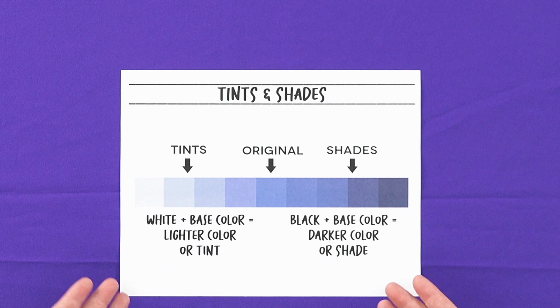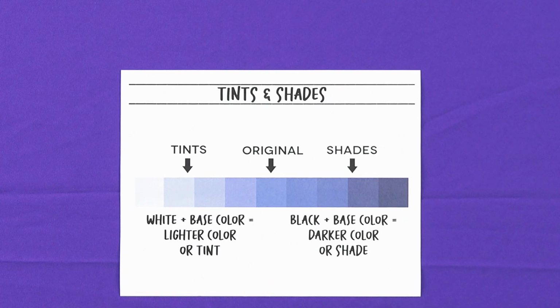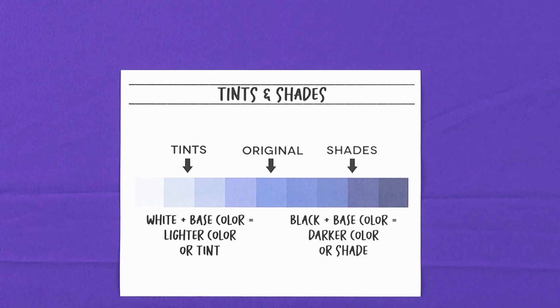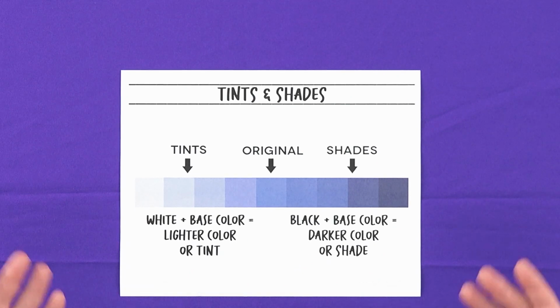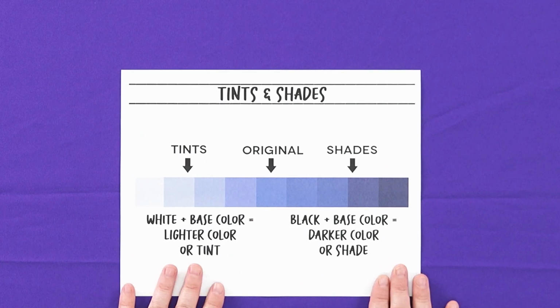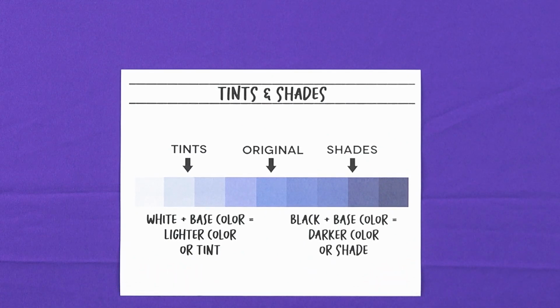To get a lighter value of a color, you have to add or mix in white. This is called a tint. For example, when you add white to black, you get gray. When you add white to blue, you get a light blue. Depending on how much white you add to a color will determine how light the color will be. To get a darker color or a darker value, you add or mix in black. This is called shade. Just like with adding white, it depends on how much black you add to a color to determine how dark the color will be.